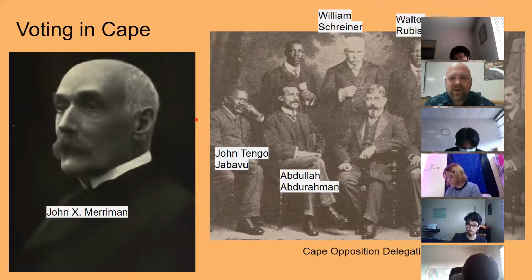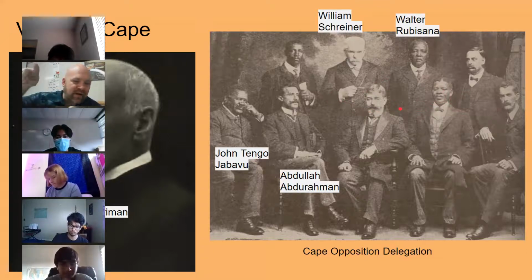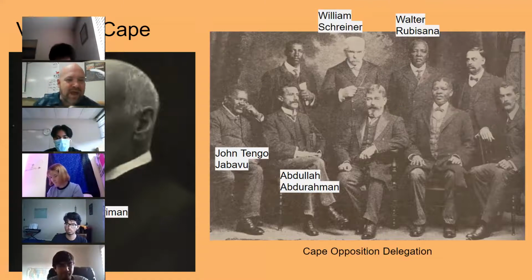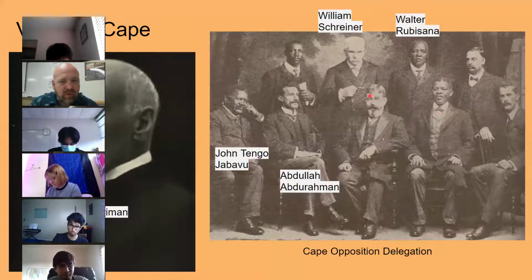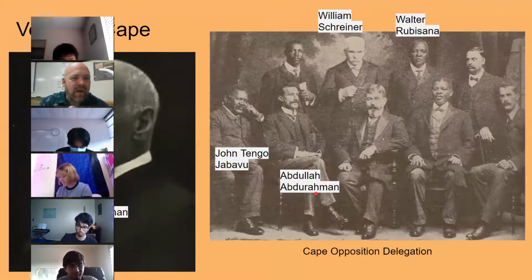We have a good example here. This organization, the Cape Opposition Delegation, is going to be a delegation of Cape politicians, and they travel to London and try to appeal to London to overturn this and to bring about Black voting for all of South Africa. They will fail. You'll see it's a multiracial group, right? Rubusana, Jabavu, they're both Xhosa. Abdullah Abdurrahman, right? That's not an African name. That's an Arabic name. Abdullah Abdurrahman is actually a Muslim from the Malaysian area, and he lives down in Cape.